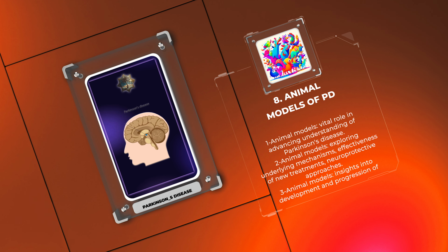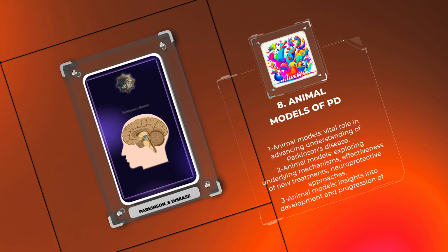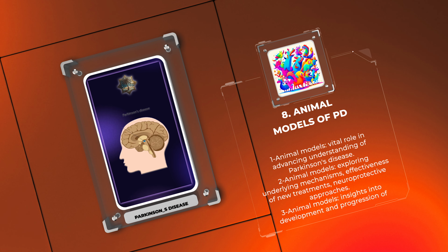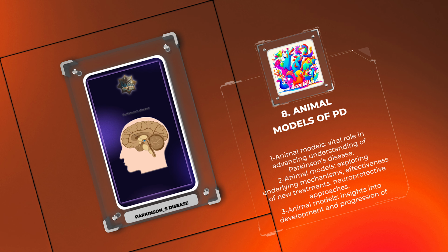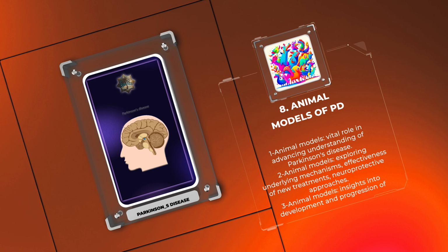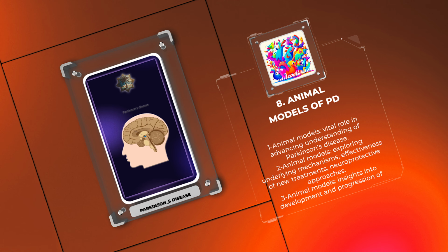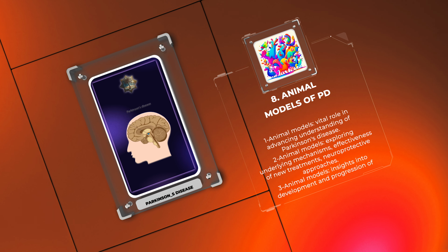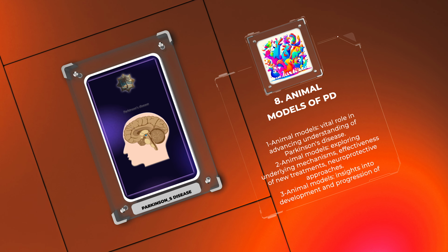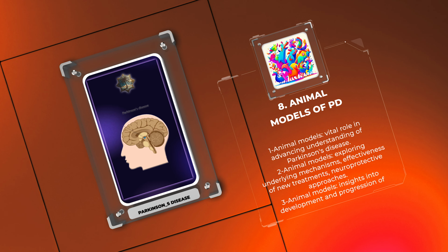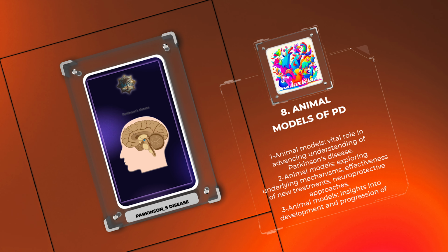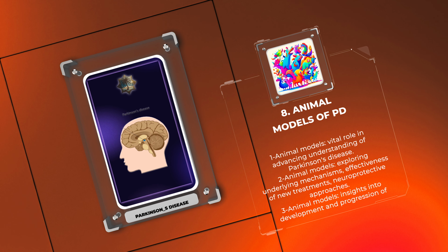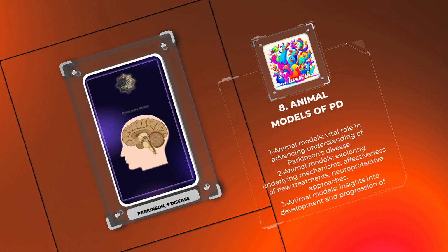Animal models play a vital role in advancing our understanding of Parkinson's disease, PD. These models, including rodents and non-human primates, enable researchers to explore the underlying mechanisms of the disease, examine the effectiveness of new treatments, and assess potential neuroprotective approaches. By using animal models, scientists can gain valuable insights into the development and progression of PD, leading to discoveries that can be applied in real-world clinical settings. Animal models serve as a crucial bridge between laboratory experiments and the medical field, facilitating the translation of research findings into practical applications for patients with PD.